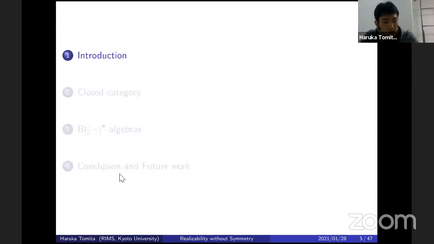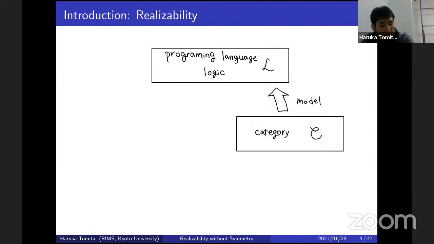Okay, I'd like to begin with a brief introduction. To begin with, what we call categorical realizability here. In semantics, it's common to give models of programming languages or logics as categories.